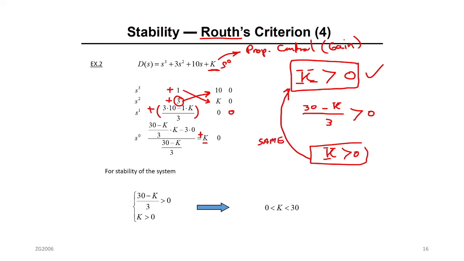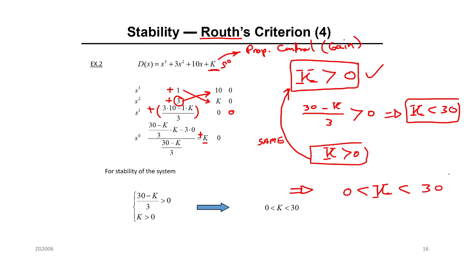So we need to solve this one. If you solve it, this will give you K less than 30. Therefore, K must be less than 30. K must be greater than 0. So the K range must be between 0 and 30. Okay? So this is the conclusion, the answer.